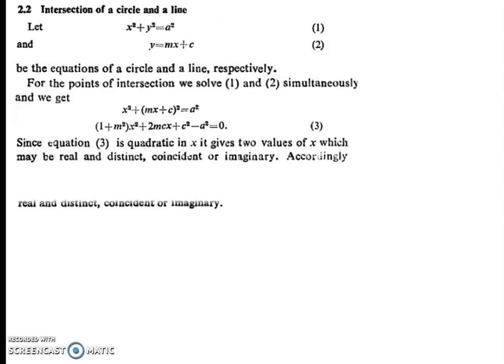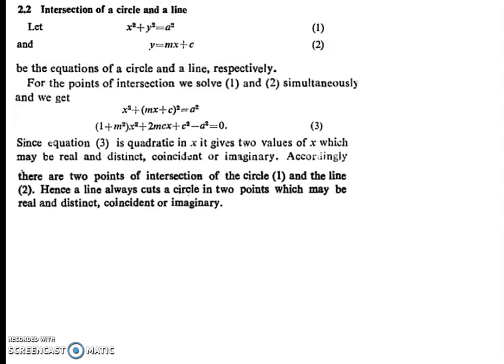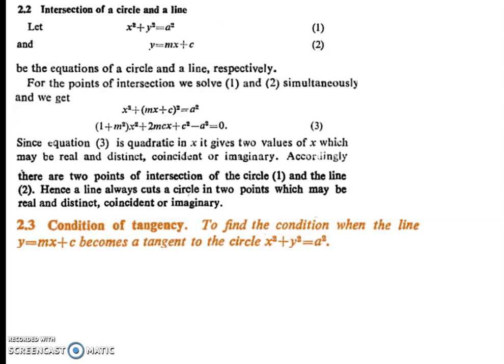According to this, there are 2 points of intersection of a circle and the line. Hence a line always cuts a circle in 2 points which may be real and distinct, coincident or imaginary. So this is the intersection of a circle and a line. And now here is the condition of tangency. Tangency means when the roots are real and equal.